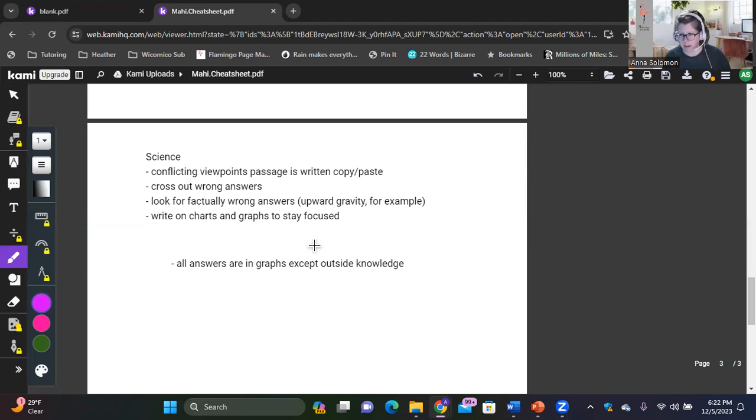And then she said all answers are in graphs except outside knowledge. That's true. So you should be able to find your answers in the graphs, and if you can't, then you need to go to the text that's above it. Sometimes the answers are in that text, and if it's not there either, then it's probably outside knowledge. In that case, you either know it or you don't, so don't spend a ton of time trying to decide. Use process of elimination to get you as far as you can, take your best guess, and move on.